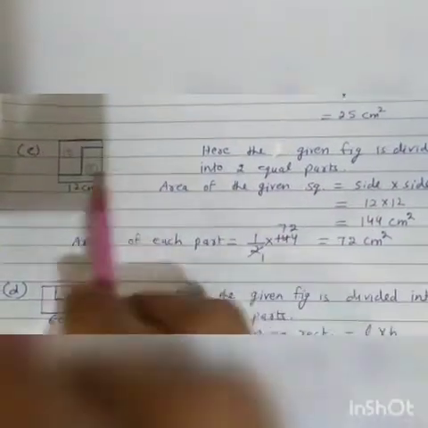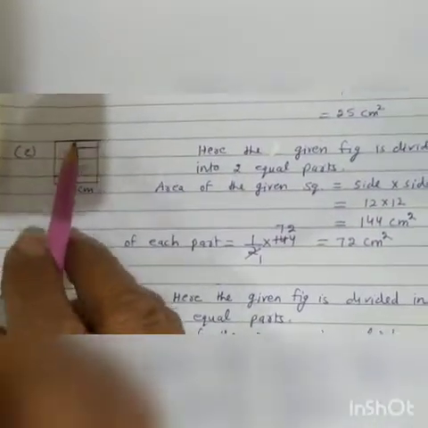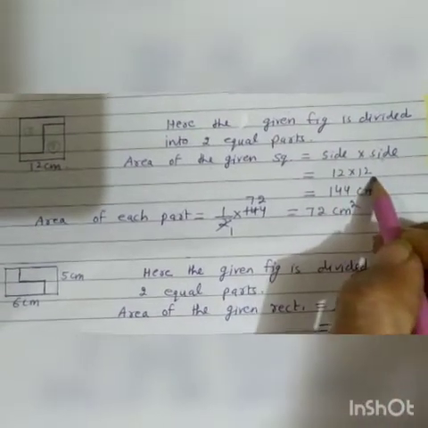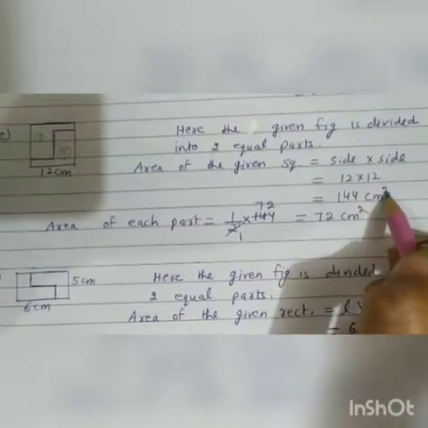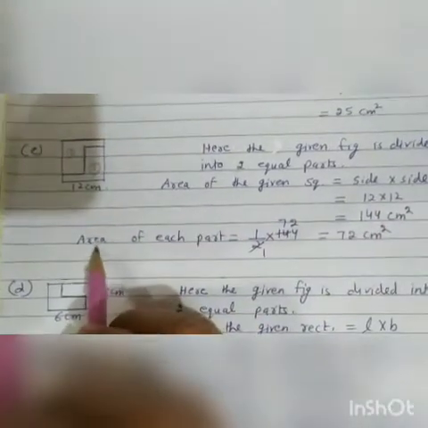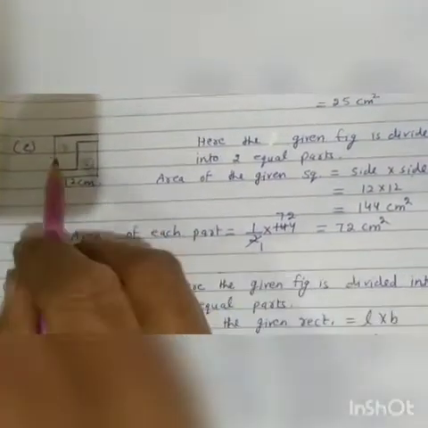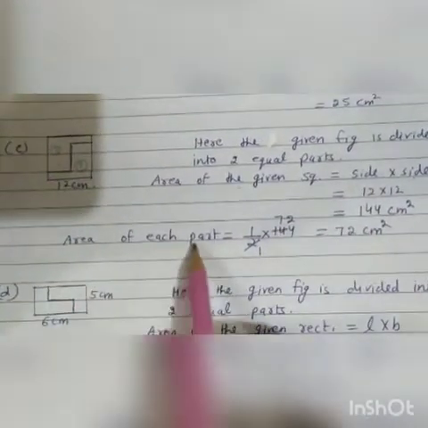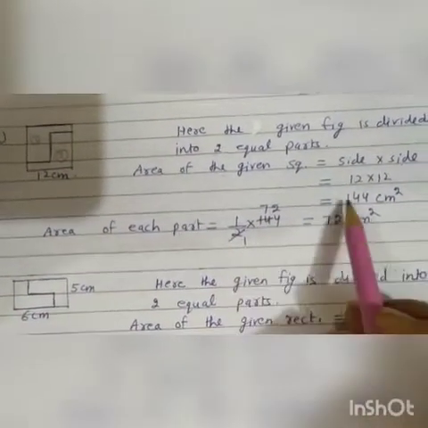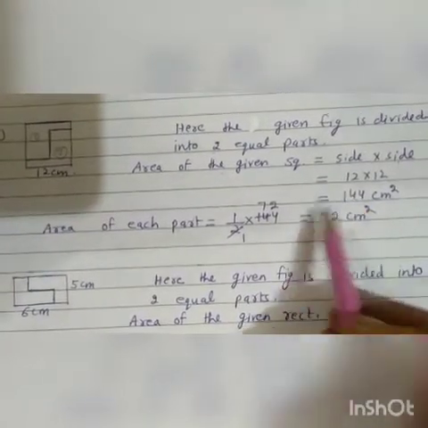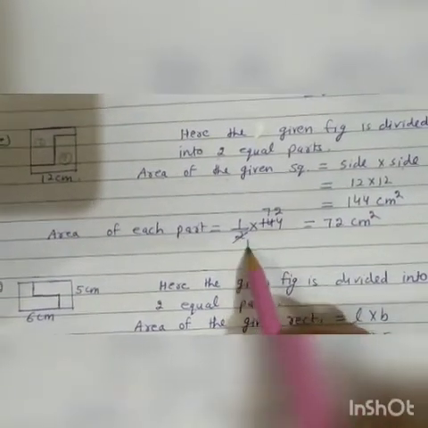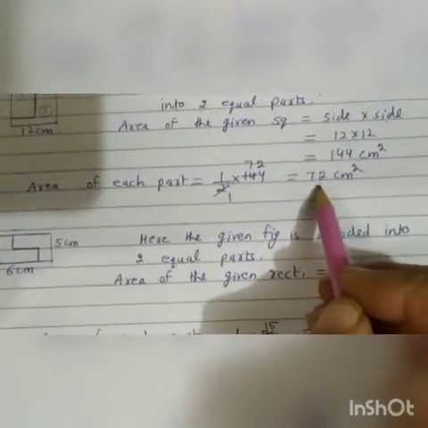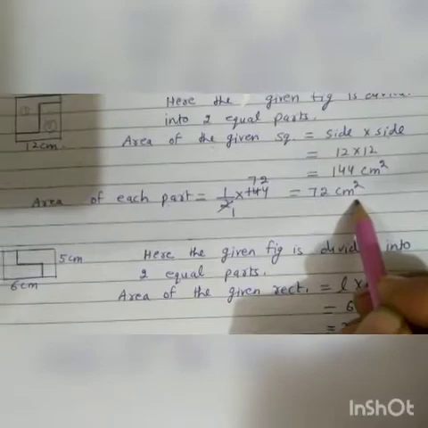Area of the given square. First we will find the area of this square. Again side into side, it is 12 into 12, 144 centimeter square. Then the area of each part. This square is divided into two parts. So the area of each part will be 1/2 into the area of the square, that is 144. 2 ones are 2, 2 sevens are 14, 2 twos are 4. So the area of each part is 72 square centimeter.